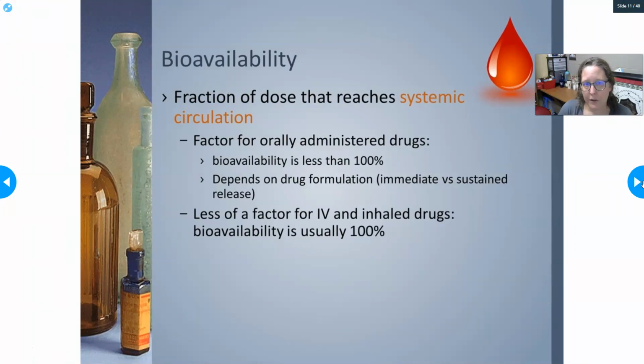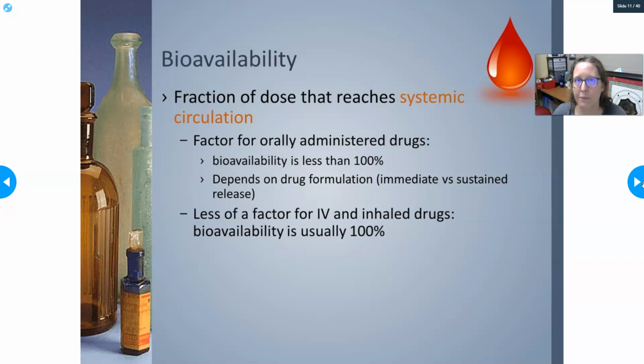Okay, so bioavailability is the fraction of the dose that can reach the systemic circulation. So for an orally administered drug, it is whatever can survive first pass through the liver and actually hit systemic. And so this is a big factor for orally administered drugs. Again, not only how much is absorbed, but how much survives first pass. And their bioavailability is always less than 100%.